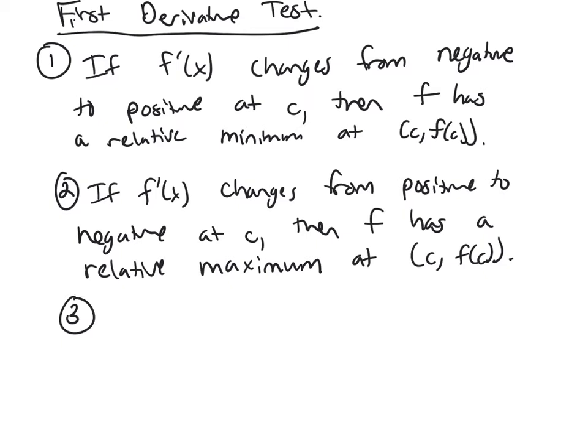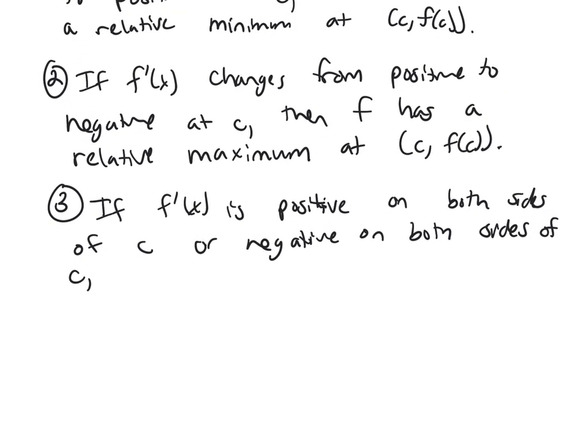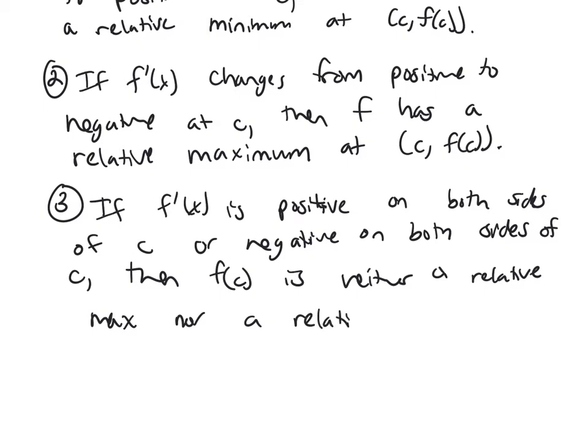And then the third part says if f prime of x is positive on both sides of c, or negative on both sides of c, then f of c is neither a relative max nor a relative min.